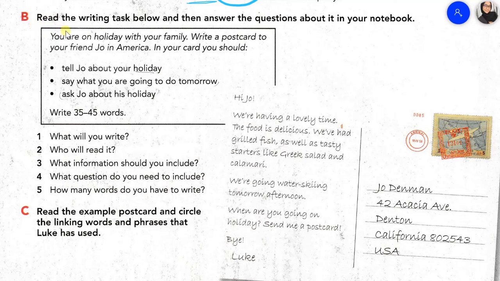Task B. Read the writing task below and then answer the questions about it in your notebook. Okay, this is the writing task. You are on holiday with your family. Write a postcard to your friend Joe in America. In your card, you should first, tell Joe about your holiday. Second, say what you are going to do tomorrow. Third, ask Joe about his holiday. Write 35 to 45 words. Okay, what will you write? You will write a postcard.